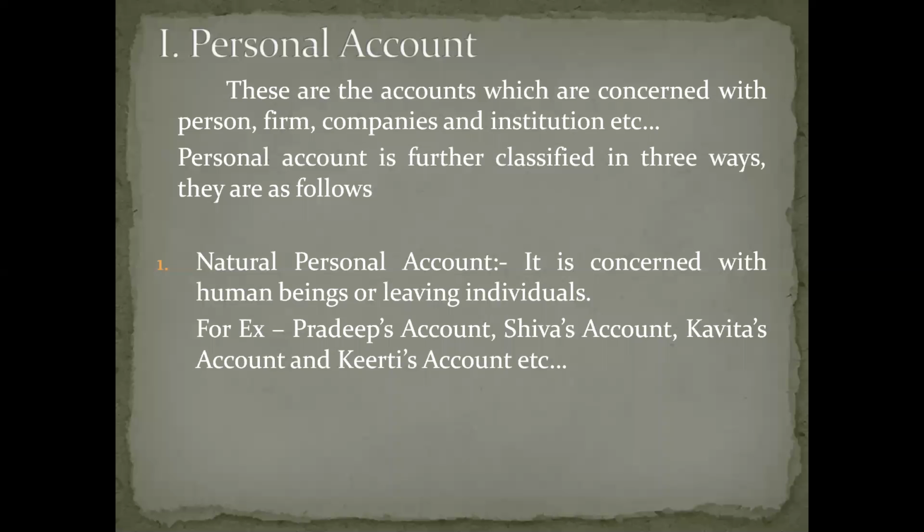So this particular account is concerned with persons, firms, companies, or institutions with whom business deals. It deals with owner, debtor, customer, supplier, etc. Those accounts are called personal account. A person may be a natural person, or an artificial person, or a representative person. So all kinds of persons come under personal account. That particular account is called what? It is called personal account.